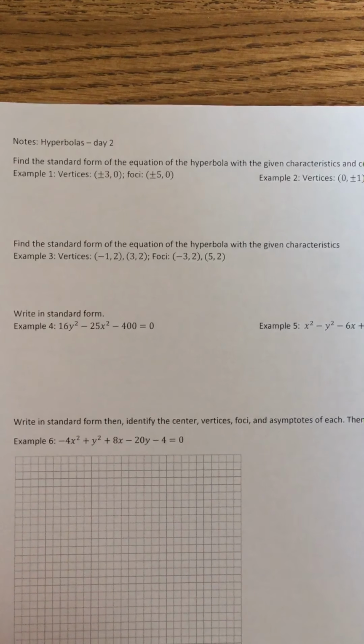Okay, because this is a vertical hyperbola, that means my y value will come first. Once you have that, you'll then place the a value underneath the y. So 1 squared is 1. And your b value under the x. 7 squared is 49. So there's our equation for that hyperbola.